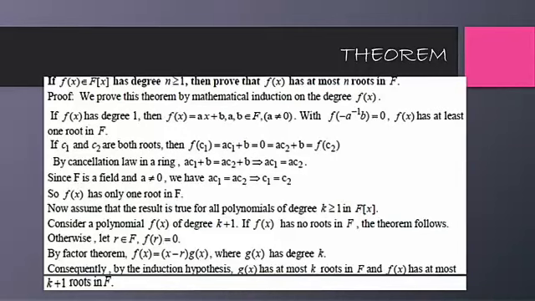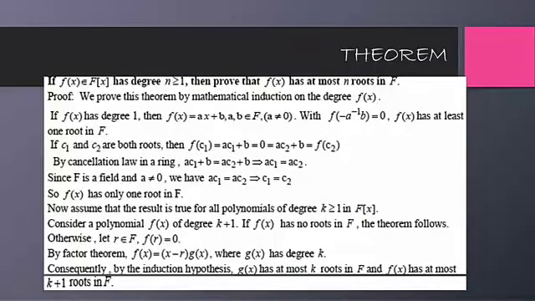How are we going to prove this theorem? I guess we prove this theorem by mathematical induction. I hope everybody remembers what mathematical induction is. You already studied this under discrete mathematics. So mathematical induction on the degree of f(x). How do I use mathematical induction? There are 3 steps. First, number 1, we prove for n equal to 1.